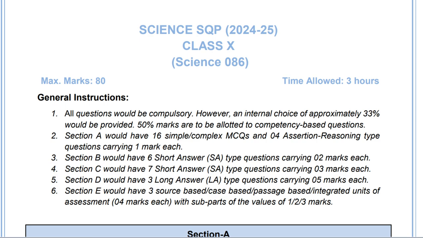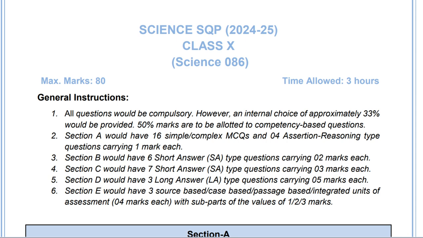नमस्कार दोस्तों, यह सैंपल पेपर साइंस 2025 की है जो सीबीएसई की तरफ से जारी किया गया है। यह सैंपल क्लास 10 के बच्चों के लिए है, जिसमें मैक्स मार्क्स 80 का होगा। जनरल इंस्ट्रक्शंस। टाइम अलाउड 3 hours.